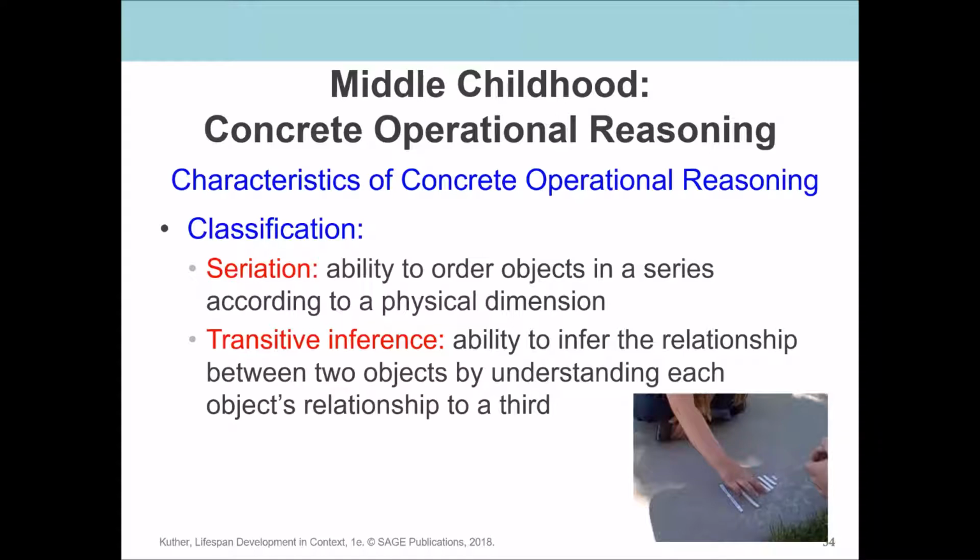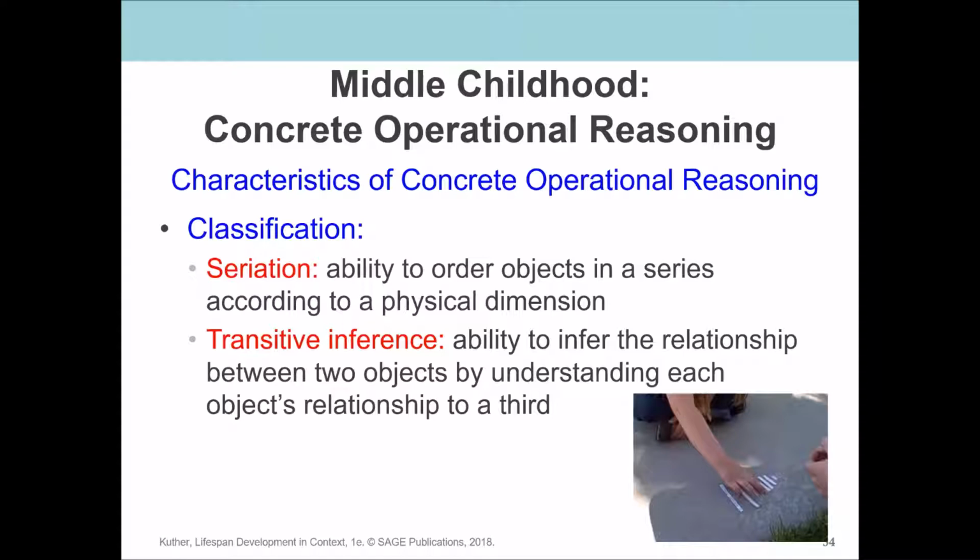At this age too, they also develop the ability to order objects in a series, seriation, according to a physical dimension. So give them sticks all of different lengths and they're able to line them up from smallest to largest. Younger children in the pre-operational stage may line them up according to height, like they'll put the top of the sticks going from smallest to largest, but they'll ignore the bottom of it, and the bottom will be jagged. You'll see some that are longer than others.